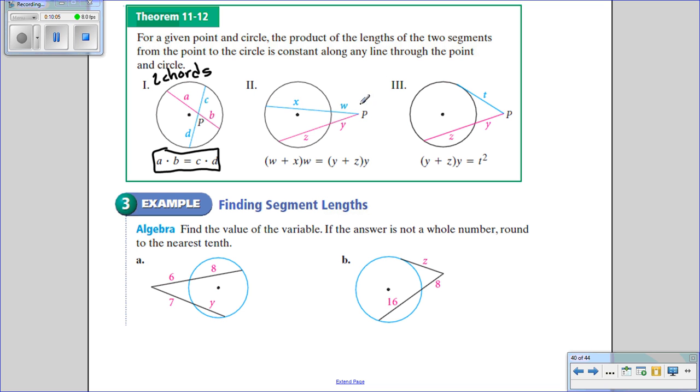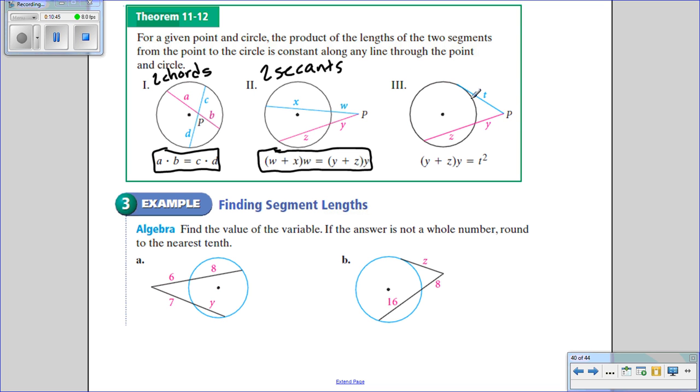In this next problem, we have two secant lines. When we have two secants, we have this formula, which is a lot lengthier. Basically, the formula is take one secant, add the two parts together, and then times by the outer piece and set it equal to the same pattern on the other one. Add the two parts together, y plus z, and times it by the outside part of that secant. You'll see how that works in a few.